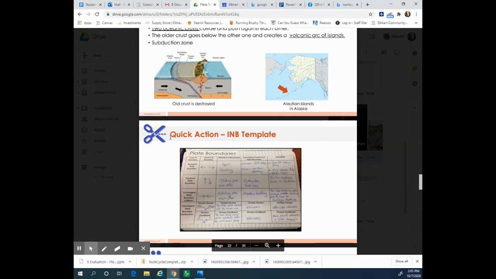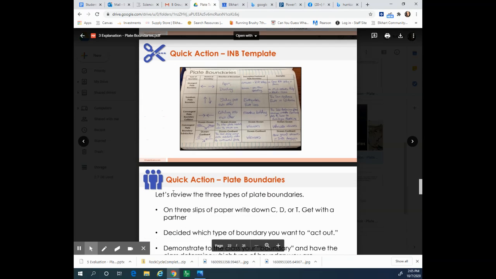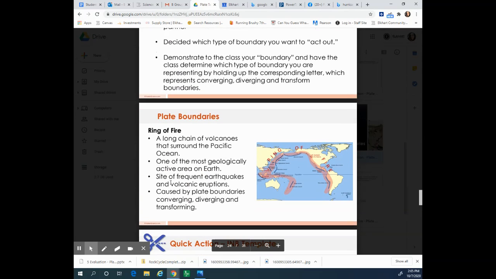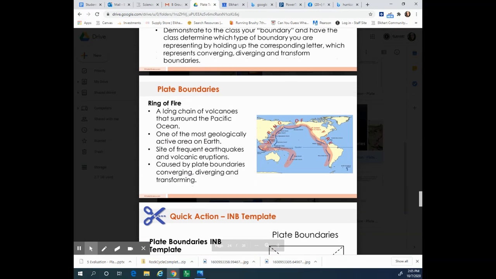Now, because of COVID, we're not able to do this or this, but we will talk about the Ring of Fire. We have a long chain of volcanoes that surround the Pacific Ocean, one of the most geologically active areas of Earth. It's the site of frequent earthquakes and volcanic eruptions, and is caused by plate boundaries converging, diverging, and transforming all at the same time.